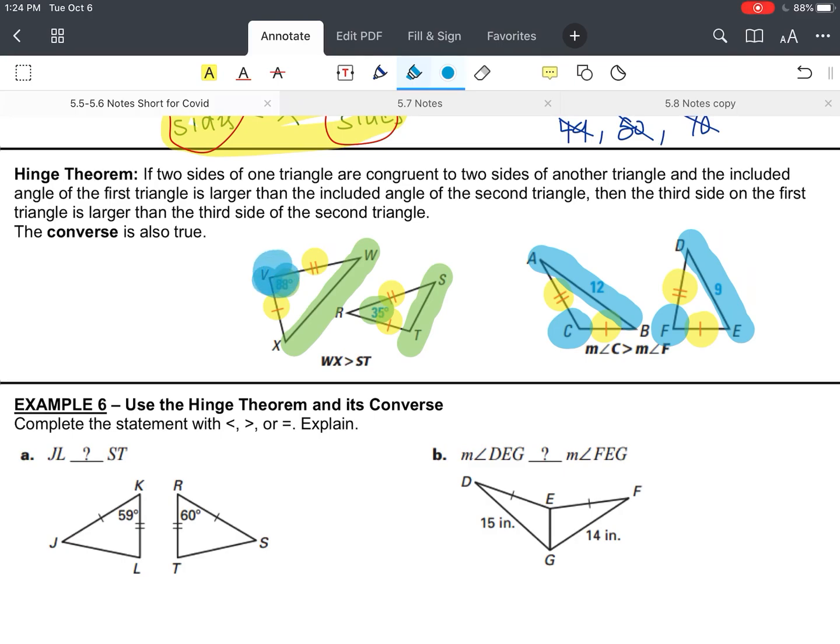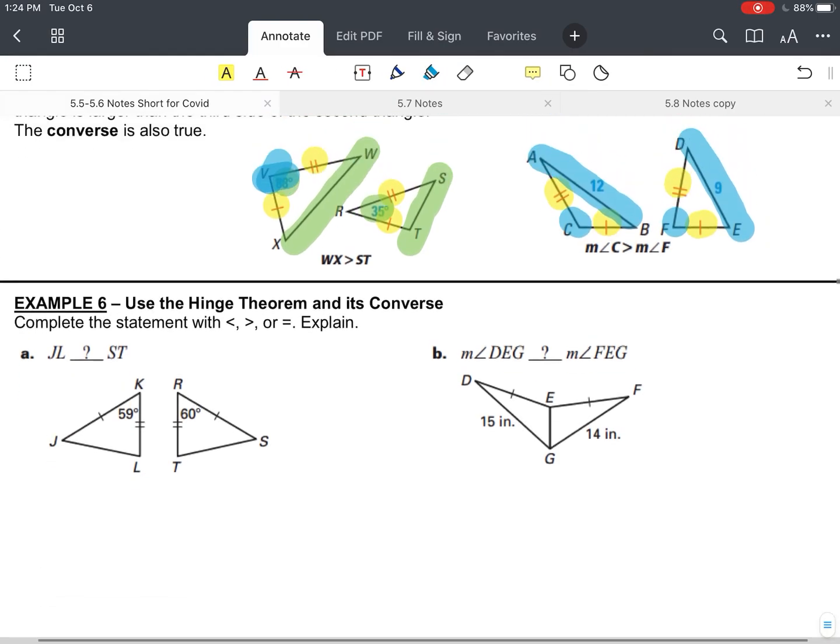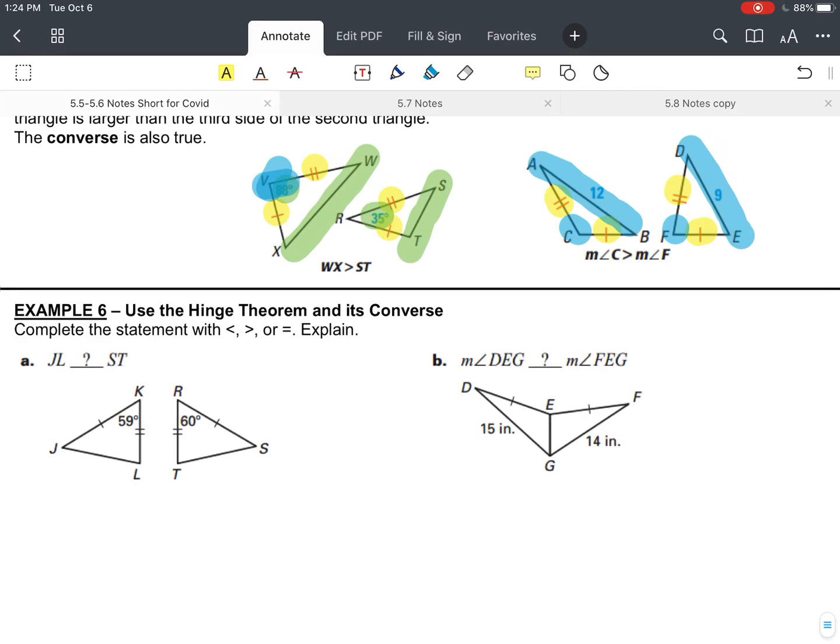And the reason it's called the Hinge theorem is if you think of the angle, like angle V here, as the hinge of a door, right? The wider the angle is, the bigger the door swings out, the bigger the space between the door and the wall, which would be the side opposite the angle. So that's why it's called the Hinge theorem.